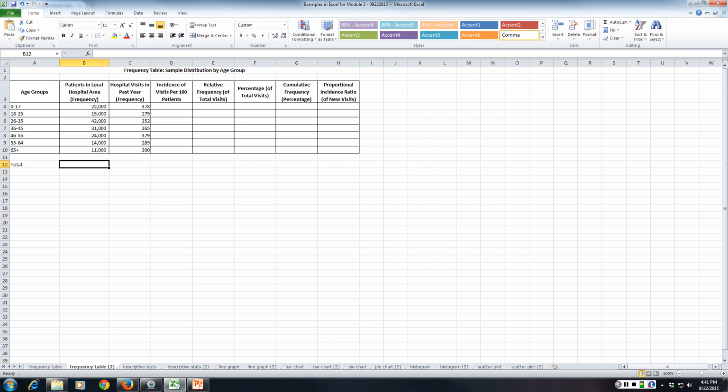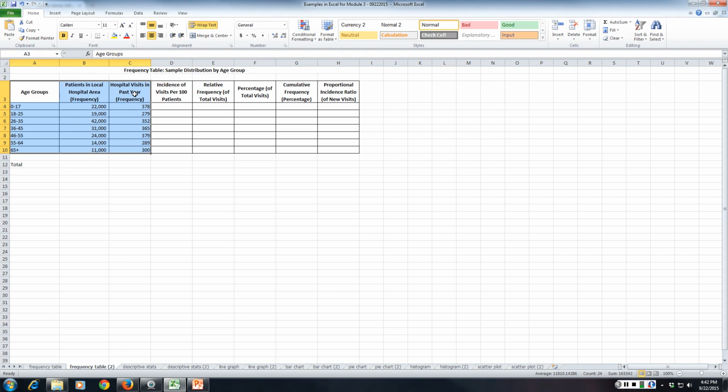And I have a certain kind of data entered here in Excel. As you can see, I have age groups listed in column A. We've created specific age group categories here. And within each category, we have the frequency of total patients who live in the local hospital area. So we're looking at data for a particular hospital. So this hospital, there are 22,000 people between ages 0 and 17 who live in the local area.